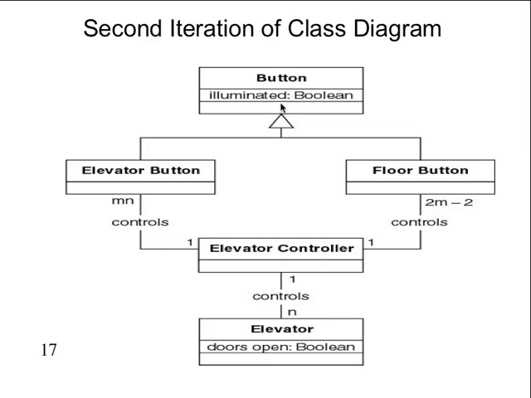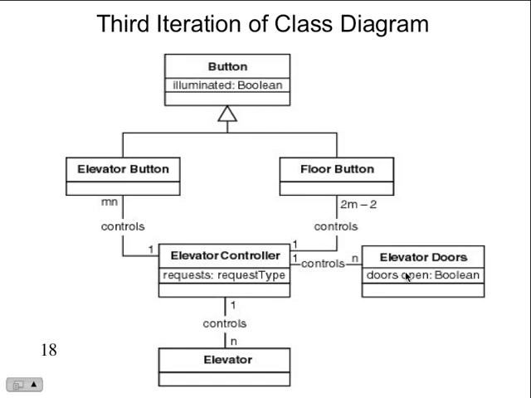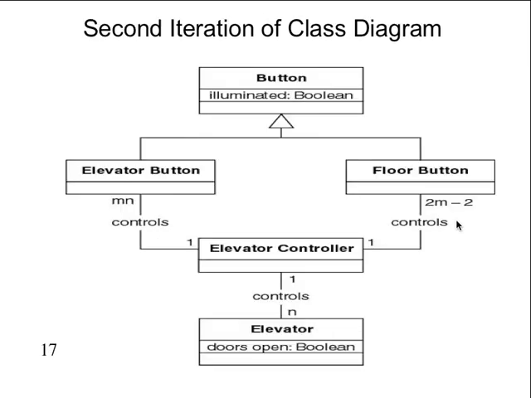So for the second iteration, we've added this elevator controller in here, to say that the elevator controller is going to control the elevators. One controller is going to control any number of elevators that might exist. And now that we have our second iteration, and our third iteration, we've added a little bit. What do we add? We have elevator doors, button, elevator button, floor button.